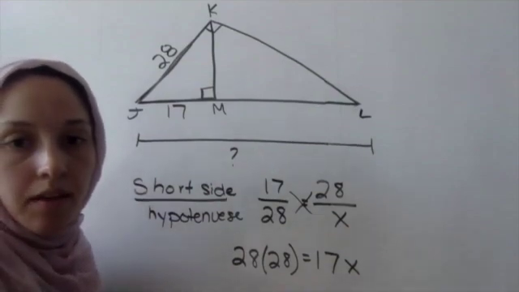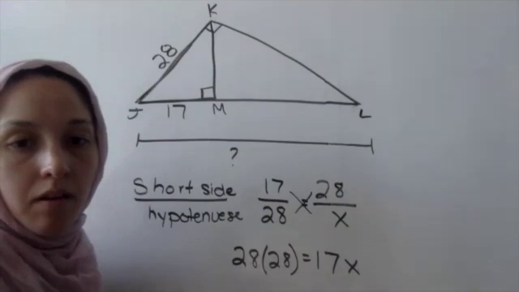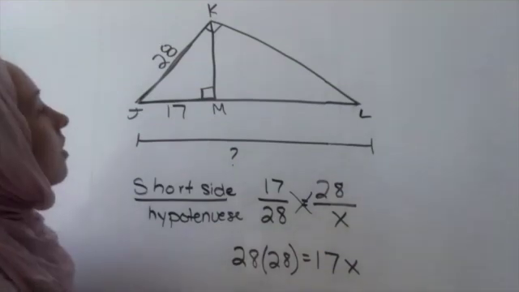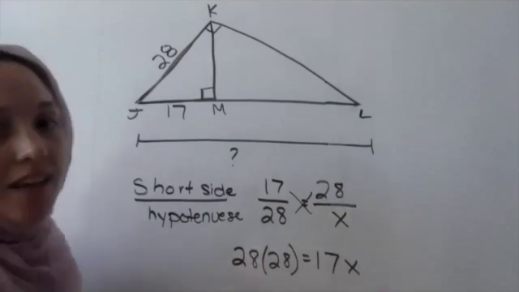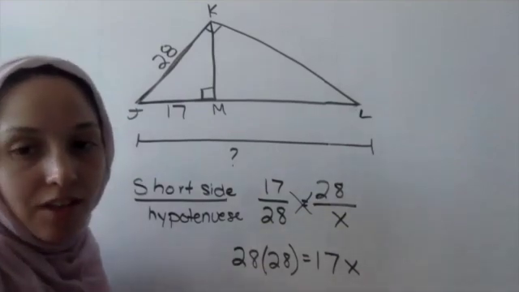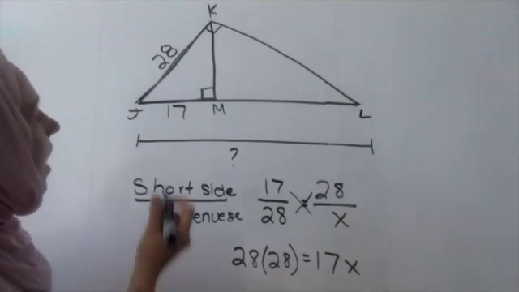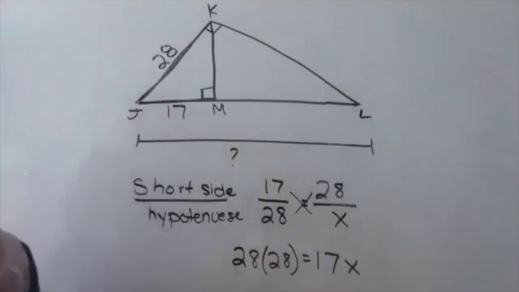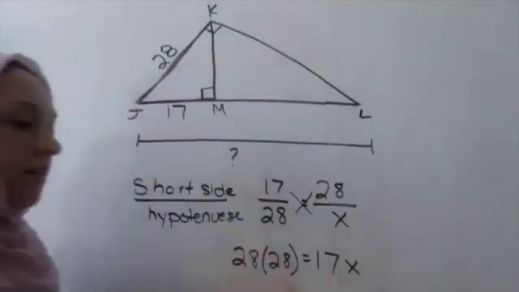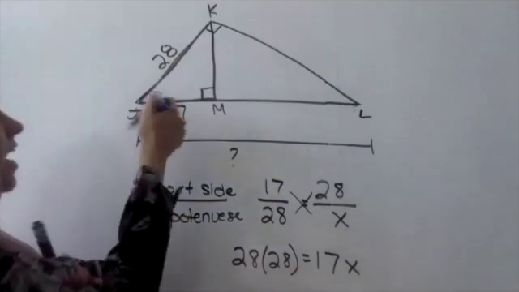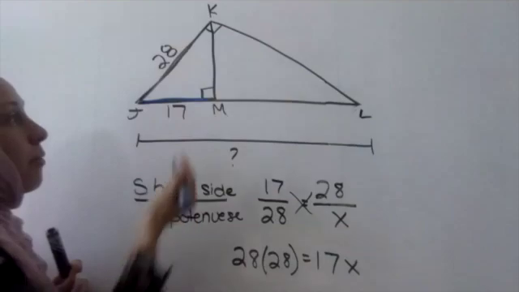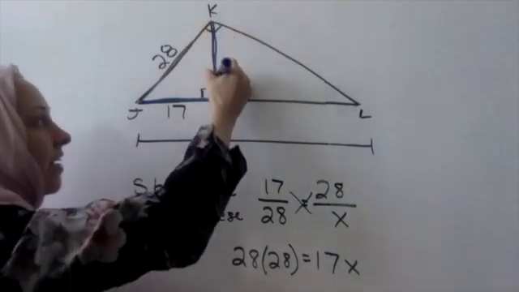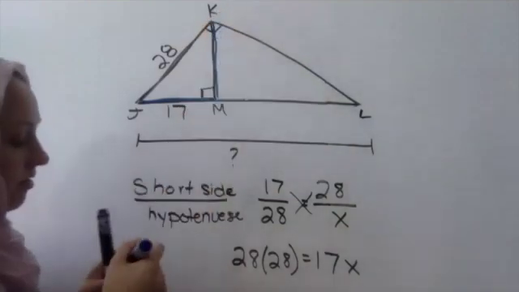Miss, how do you know if it was the short side? If it was on the right side, it will be the long side, and if it was on the left side, it will be the short side. You just have to look at it. But technically, this side of this triangle will be proportional to this side of this triangle.